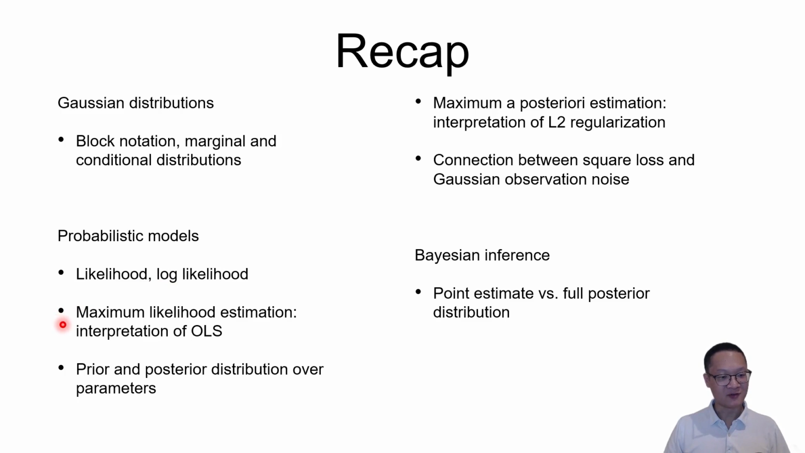Then we moved on to maximum likelihood estimation. So using the log trick, we were able to do this, and then we saw that basically it looks exactly the same as minimizing the loss function from ordinary least squares.